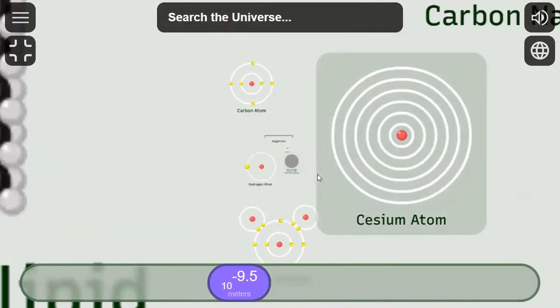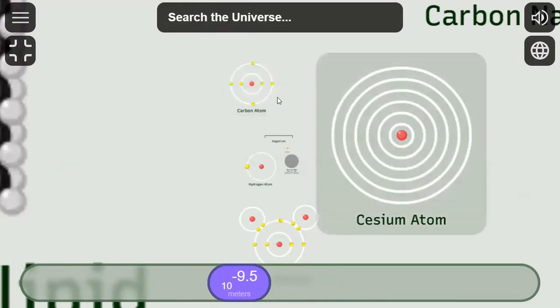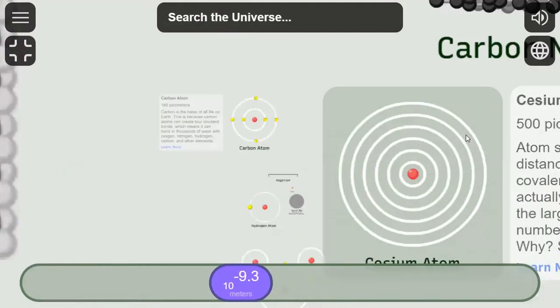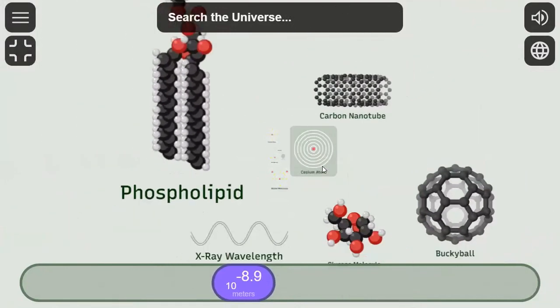In the periodic table, I hope you all know, about 118 elements are present. So every element has its own atomic mass, atomic radius, atomic size. For example, as we can see here, carbon atom, then look, comparing carbon to cesium, there's too much difference. Carbon is about 160 picometers, but cesium, look, 500 picometers. Too much difference.